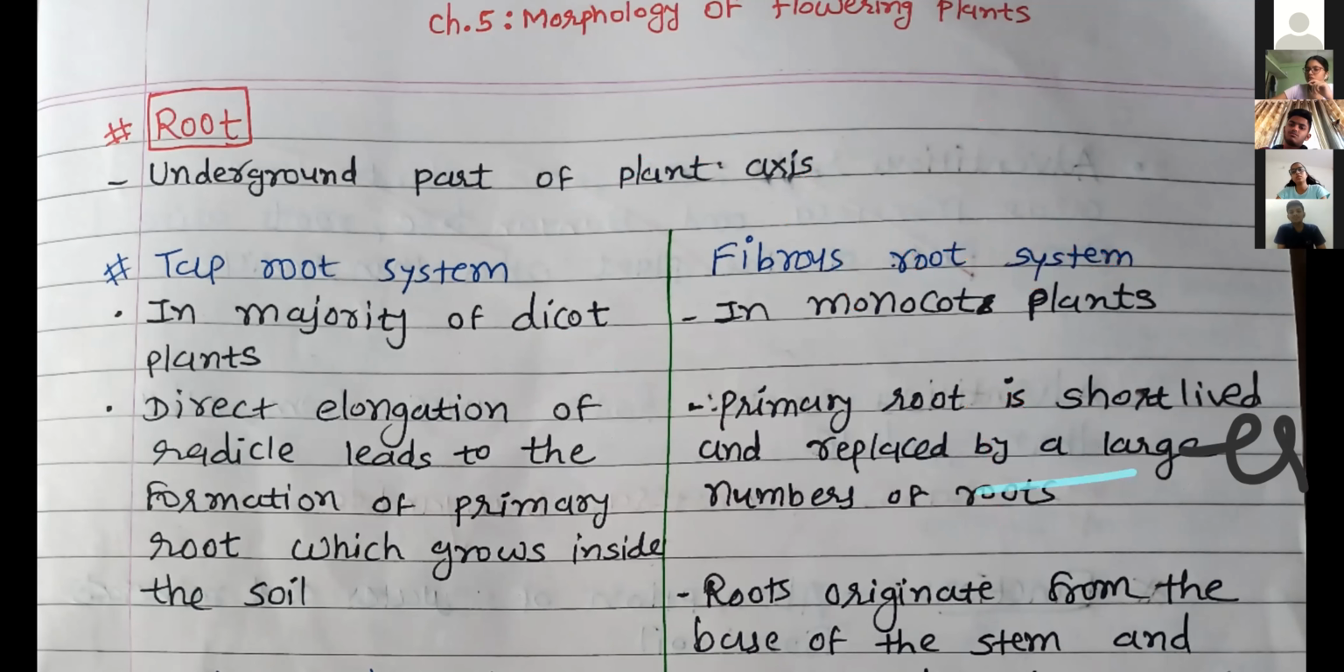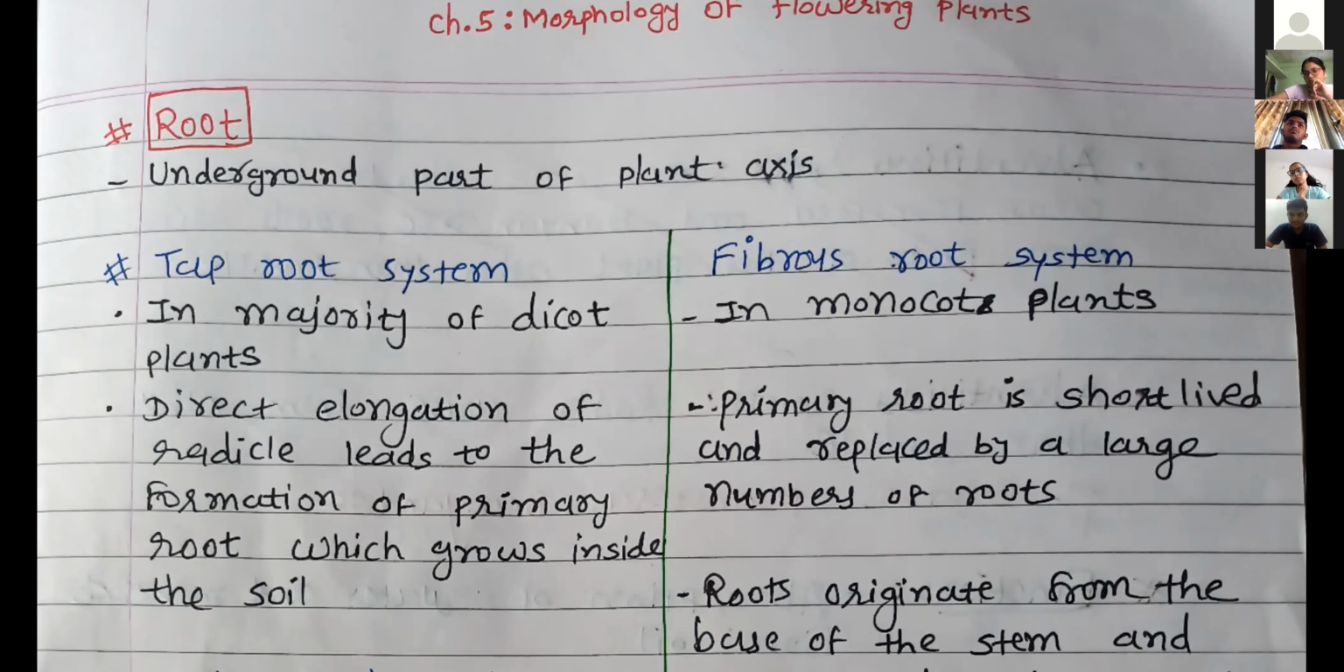Next, basically roots are the underground part of the plant axis. Now, when we see the types of root systems, there are mainly two types. Further types are there, so many types, but the main types are two: taproot system and fibrous root system.